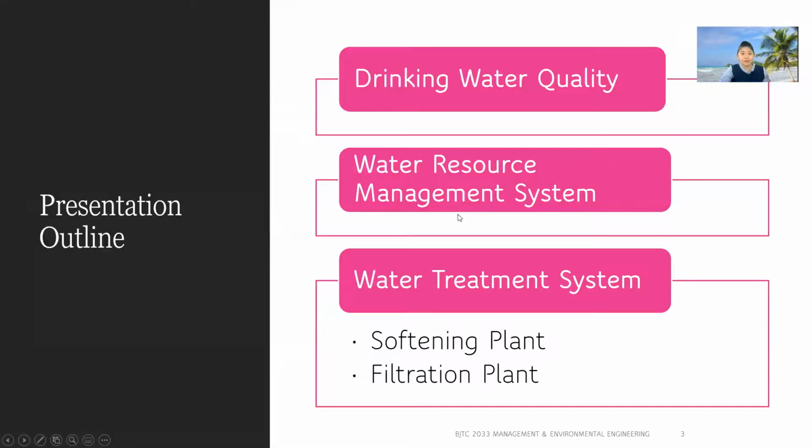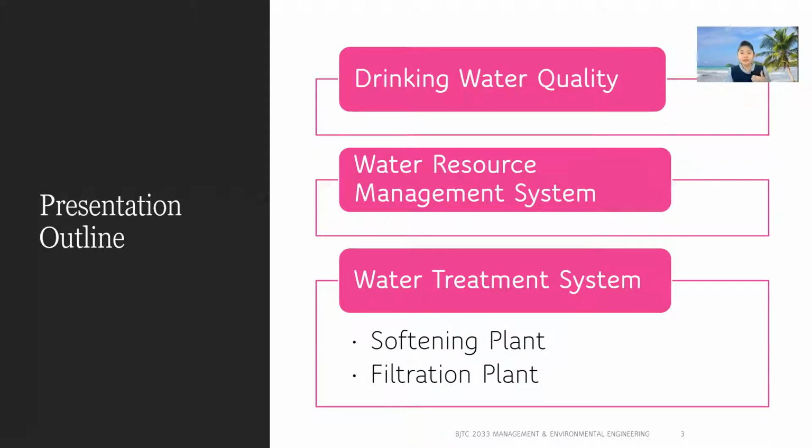Okay, this is our presentation outline. First of all, we need to look at water quality. How do we say that the water we produce for drinking or use is of good quality or bad quality? Sometimes when you open the tap, you smell the water. There is some smell, so you might say today the water seems not to be of good quality. Why does this happen?